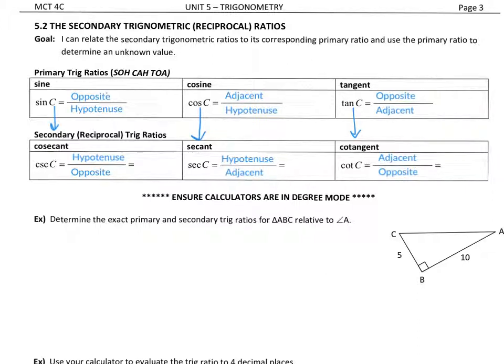Okay, so the cosecant of angle C is hypotenuse over opposite, the secant of angle C is hypotenuse over adjacent, and the cotangent of angle C is adjacent over opposite. So it's just the reciprocal. Similarly, we could also write them as the reciprocal of sine C, so it's going to be 1 divided by the sine of angle C. The secant is really the reciprocal of the cosine function, so it's 1 divided by the cosine of angle C. The cotangent is the reciprocal of the tangent, so cotangent of C is 1 divided by the tangent of angle C.